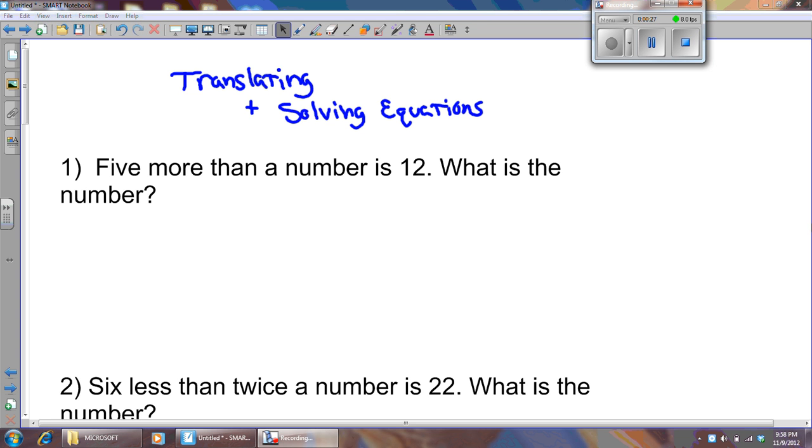So let's take a look at this first one here. It says 5 more than a number is 12. Well, I want you to start with a number. What is a number? Well, it's unknown, right? So we're going to call it x or n or something like that. Now, we need 5 more than n.